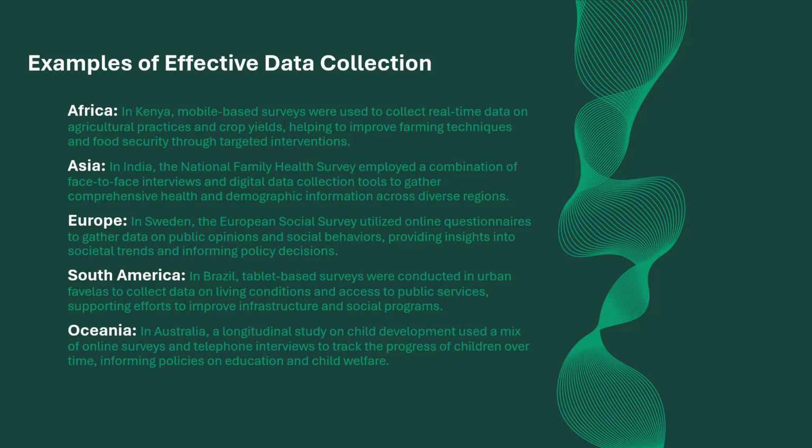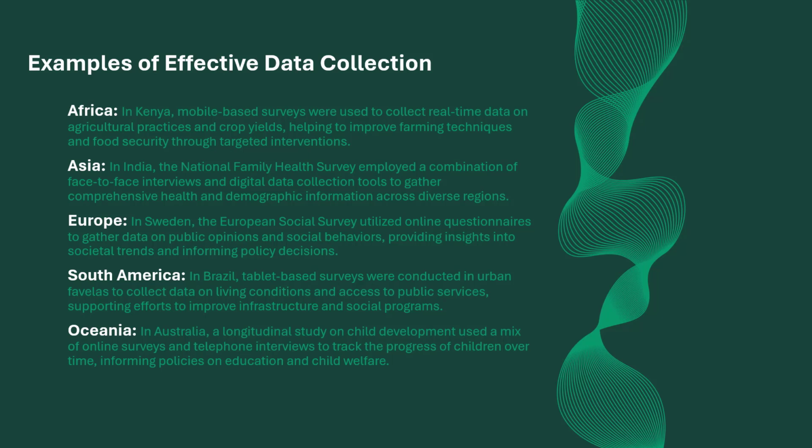Here are some examples from every continent, again, except for Antarctica. In Kenya, we're in Africa now, but in Kenya, mobile-based surveys were used to collect real-time data on agricultural practices and crop yields, helping to improve farming techniques and food security through targeted interventions. And you got the examples here because I did want to spell them out in actual words on this particular slide.